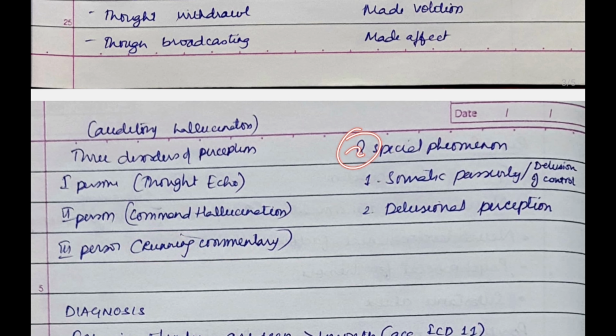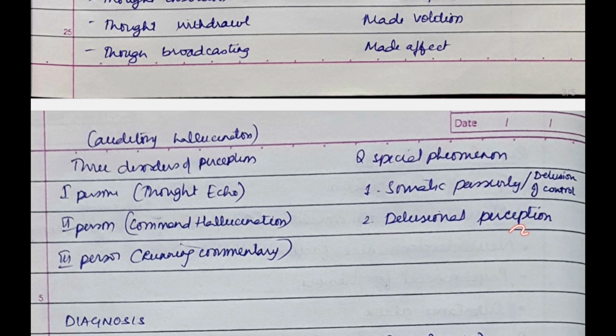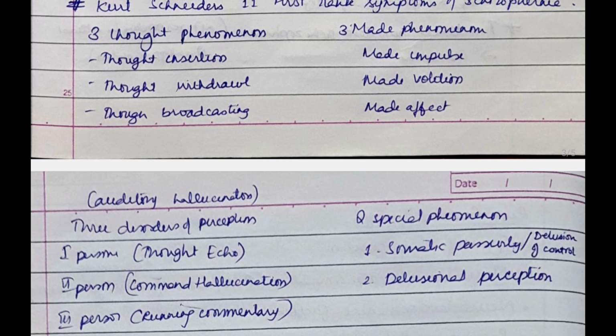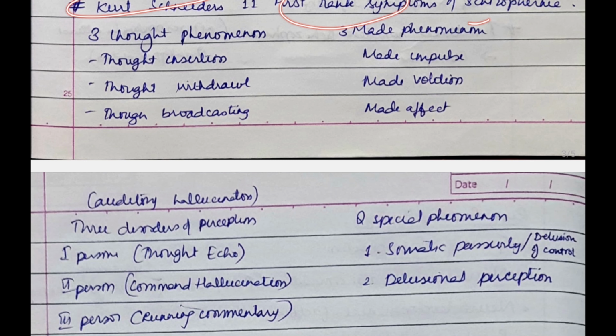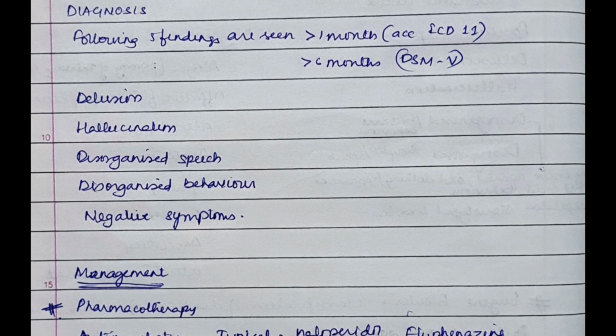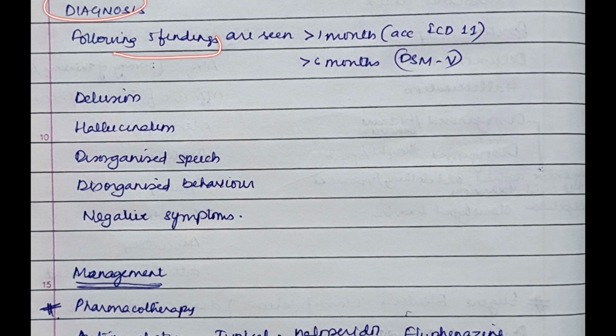And two special phenomena we have: somatic passivity, or delusion of control. Here, he believes that an external agency is able to cause body movements. Okay, so his body movements are because of some external agents; it is his belief. And the second one is delusional perception. So these are the 11 first rank symptoms of schizophrenia by Schneider: 3 thought phenomena, 3 made phenomena, 3 auditory hallucinations, and 2 special phenomena.